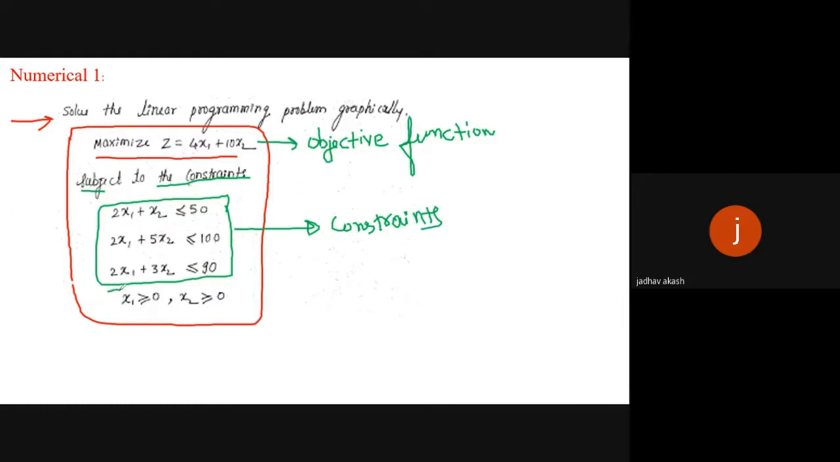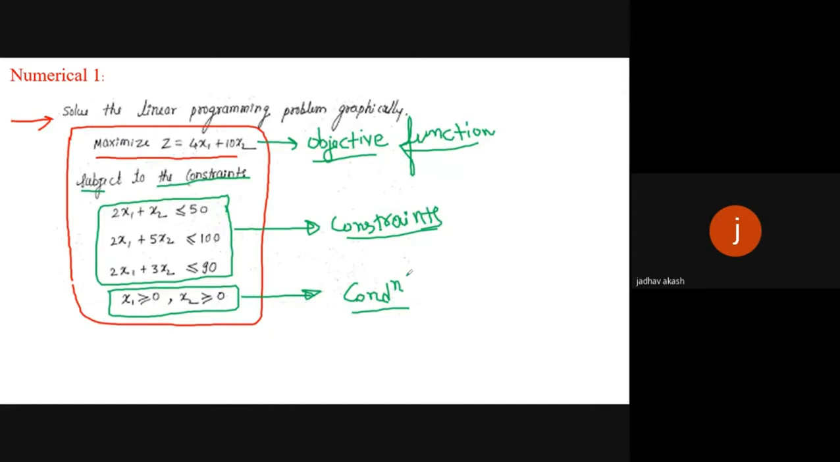And lastly, this one, it is mentioned x1 less than or equal to 0 and x2 less than or equal to 0. These are the conditions. So your linear programming problem is a combination of objective function, constraints and condition. And every time when a question will be asked on this, you'll be getting a likewise combination. Okay, if you have noted down this, now we'll go on to the solution.